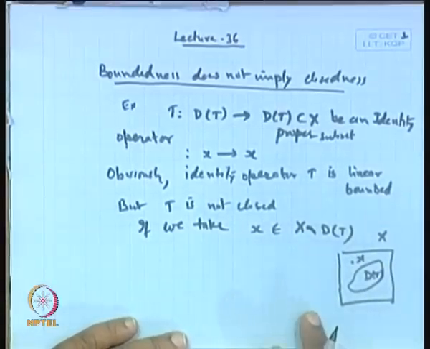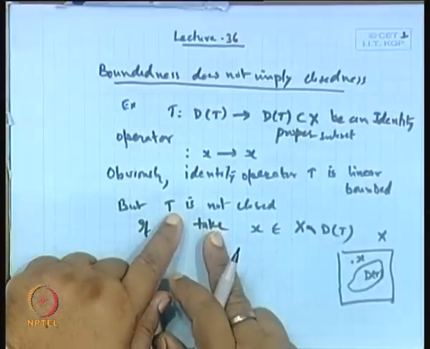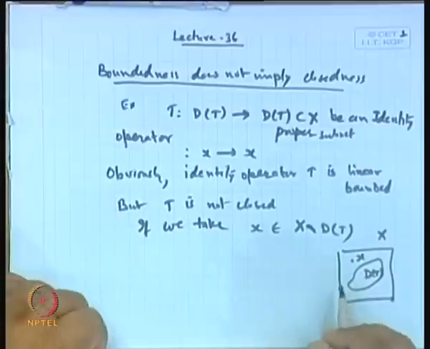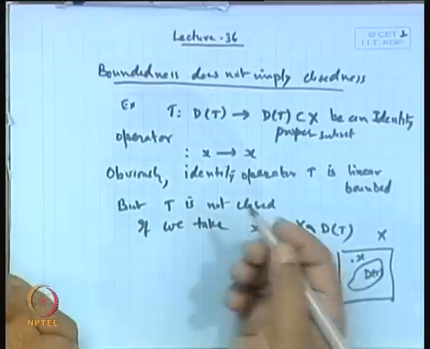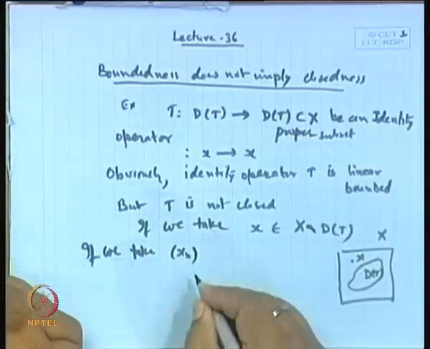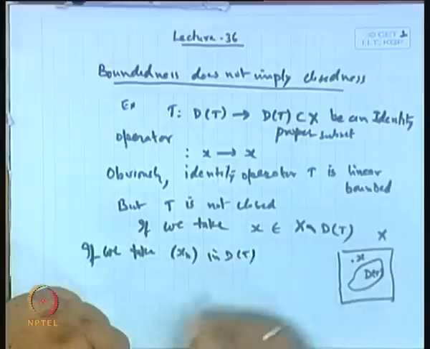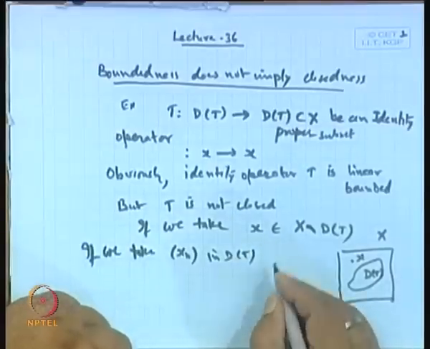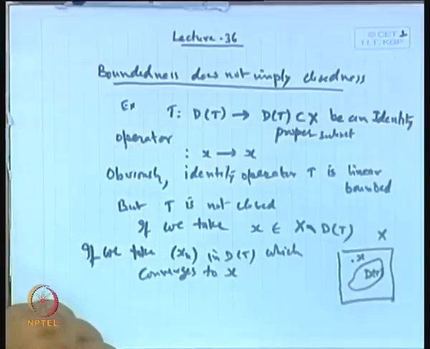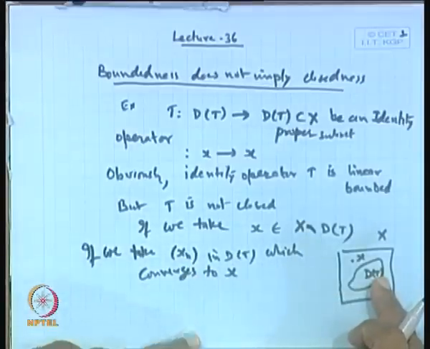Okay. Now, if T is closed, then what we get is: x_n converges to x, T x_n converges to y, is it not, and then y is equal to T x, that is what we get. So, if we take a sequence x_n in D(T) which converges to x, it means the limit point of this does not belong to D(T).